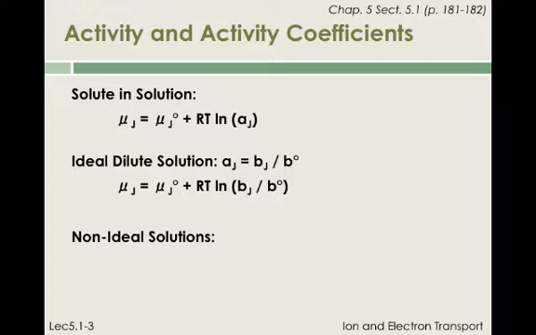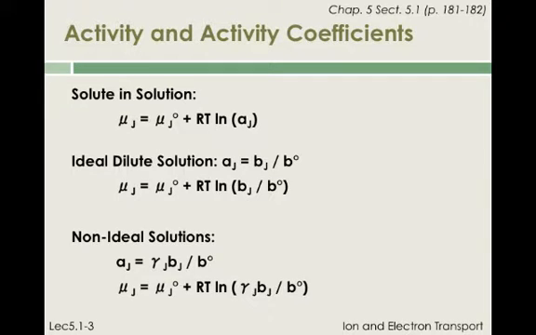In Chapter 4, we also developed an expression for the chemical potential of a solute in a non-ideal solution, where the solute obeys neither Henry's law nor Raoult's law. In this case, the activity of solute J is expressed in terms of b_J, the molality of solute J, b⁰, the standard molality, and γ_J, the activity coefficient for solute J. The chemical potential for the solute is then written as μ_J⁰ plus RT natural log of γ_J b_J divided by b⁰.